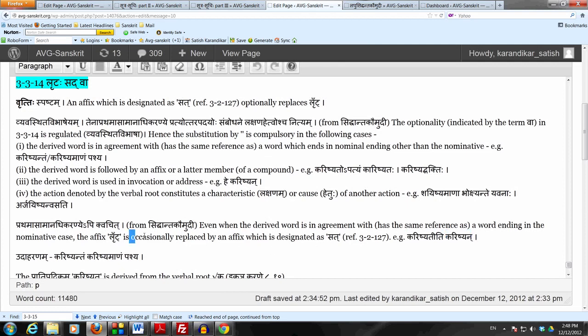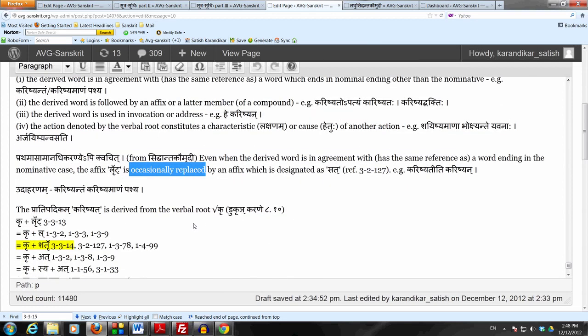Okay, now that we know when to use shatru or shanach adesha in place of lit, let's derive the form karishyat from the verbal root dukrin karane. So we're considering the example here of karishyantam pashya. We don't have prathama samanadhikaranyam, so we have to bring in the shatru adesha. So we start with kru plus lit by 3-3-13. Lit, she cha, anubandha lope, kru la, and now in place of la of the lit we bring in the Shatru Adesha by 3-3-14, which is lit as sadva.